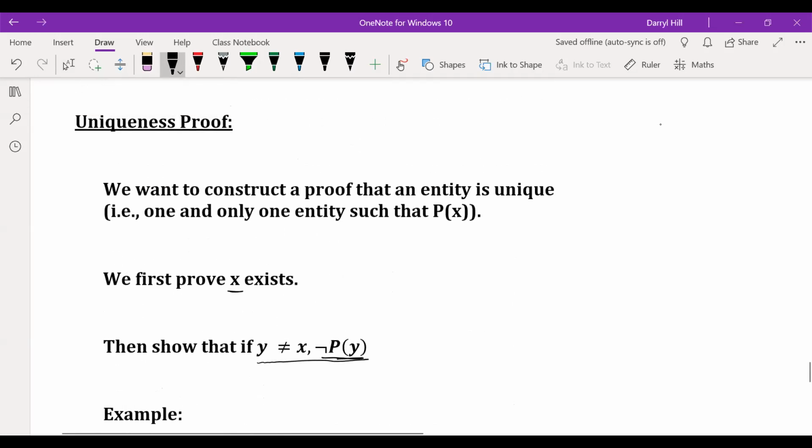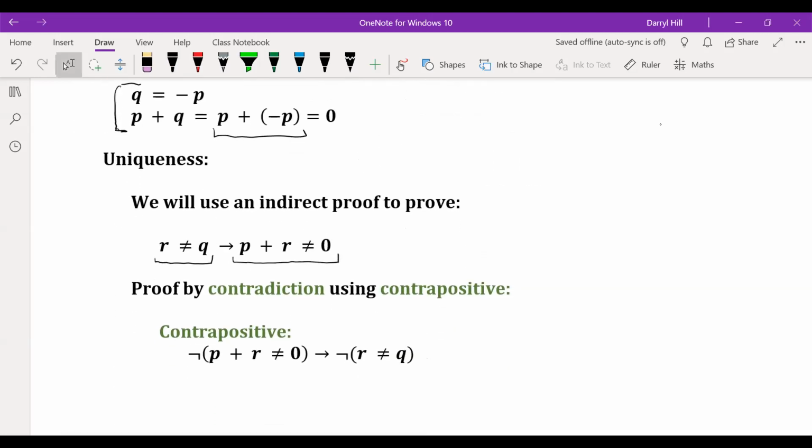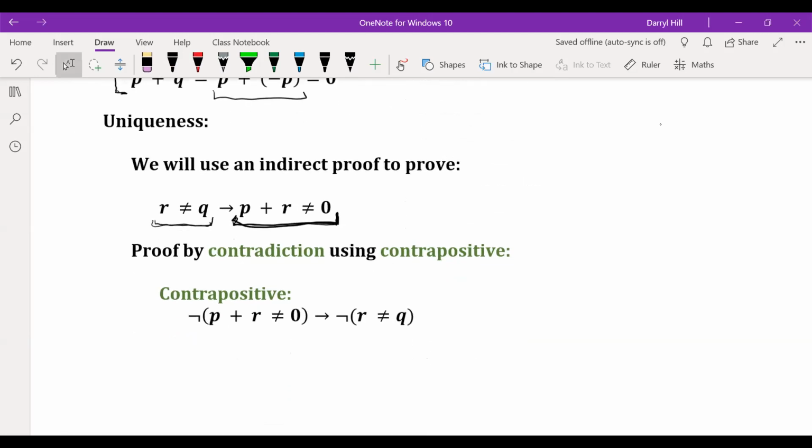So we're arguing a little more informally here. Hopefully you're still following. The existence was very straightforward, and now we just want to prove that if we have an R not equal to the Q that we proved up here, then this cannot possibly be true. So we're going to use a proof by contradiction using the contrapositive.